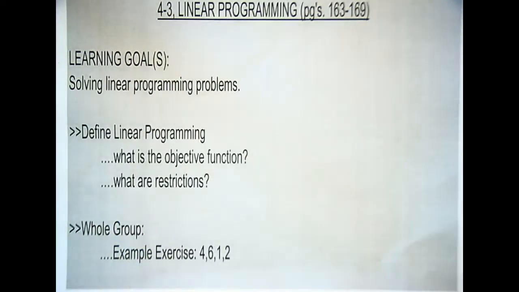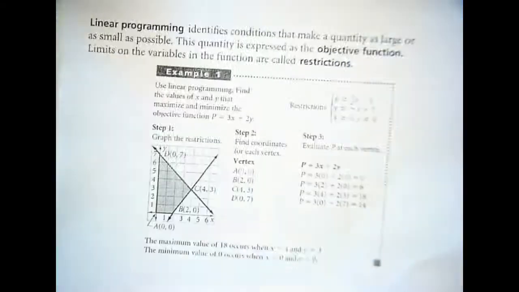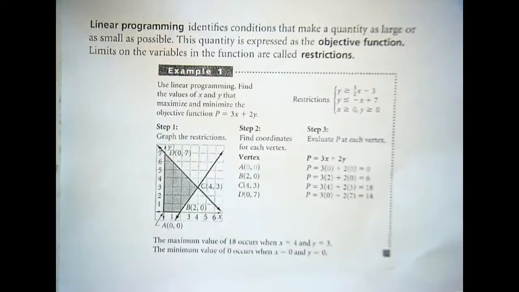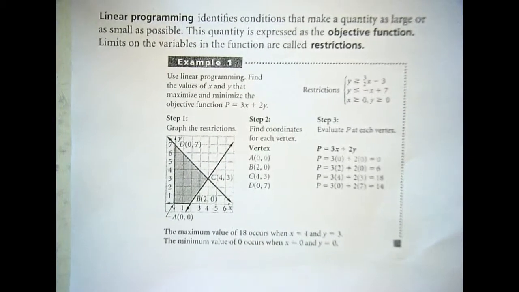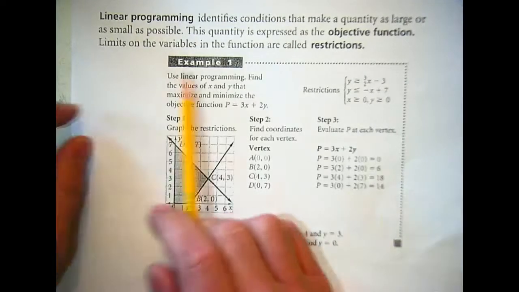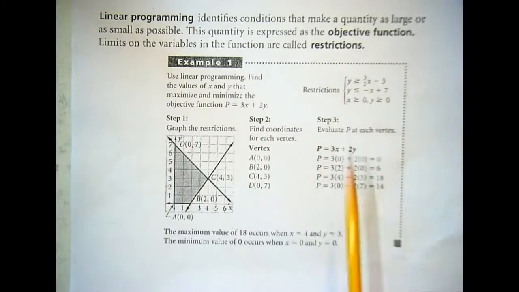All right, so linear program. What is a linear program? What are objective functions? What are restrictions? Linear programming identifies conditions that make a quantity as large or as small as possible. That's going to be our goal today: to make a quantity as large or as small as possible. This quantity is expressed as an objective function. Limits on the variables in the objective function are called your restrictions.